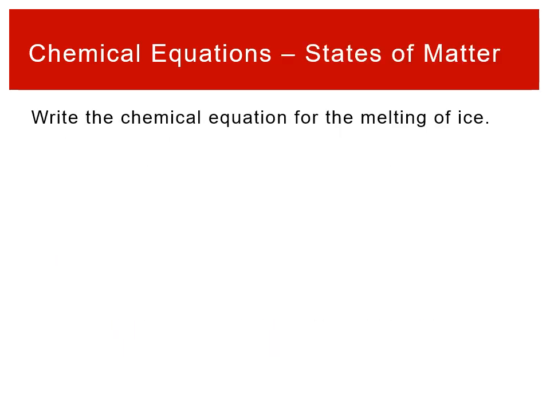Let's take a look at some examples now of writing chemical equations. Write the chemical equation for the melting of ice. Whenever we see that we want a chemical equation, that's what we're after, right? What does this problem want as a chemical equation? We know that a chemical equation always has two parts: reactants and products.